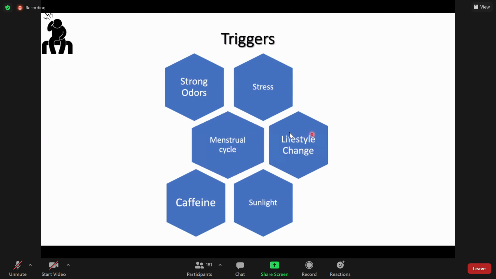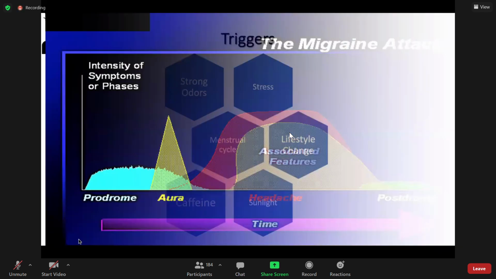A person who is used to working very seriously, and then finds himself during the weekend that he doesn't have the pressure of work, and migraine then comes because of that lifestyle change to spoil his weekend. Excessive caffeine and exposure to sunlight. Many patients will complain that if we walk in the sunlight, it triggers migraine. In a normal person, sunlight or bright light does not cause migraine.